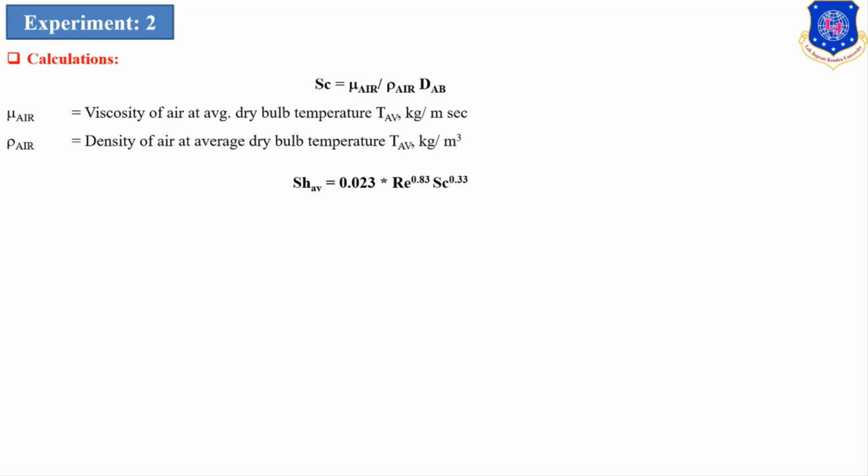Mu of air and rho of air will be the viscosity and density of the air at the average dry bulb temperature. And now from this we can verify whether the Sherwood number equation, which is SH equal to 0.023 into Reynolds raised to 0.8 Schmidt raised to 0.33, is correct or not. So from this calculation we can find out whether the Sherwood number correlation is correct or not.